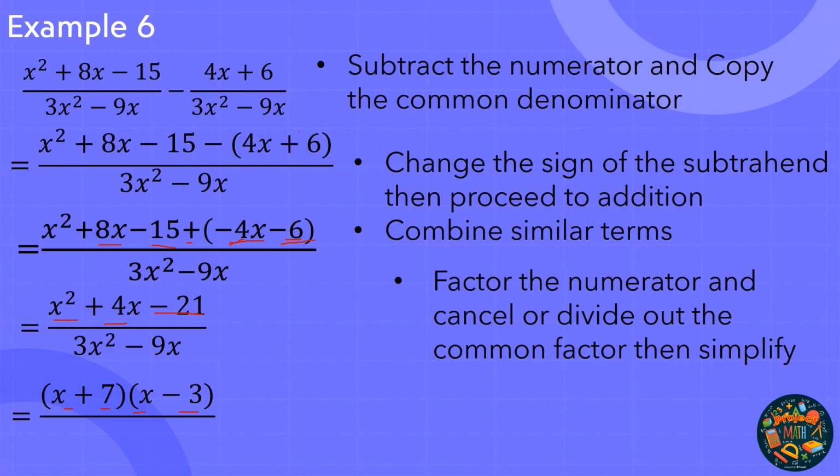Then factor the denominator. So we are going to have the common monomial factor, and its GCF is 3x. So 3x squared divided by 3x is x. Then negative 9x divided by 3x is negative 3. Okay, then cancel out common factors. Okay, the common factor is x minus 3 in the numerator and denominator, and write the final answer. So the final answer is x plus 7 over 3x.